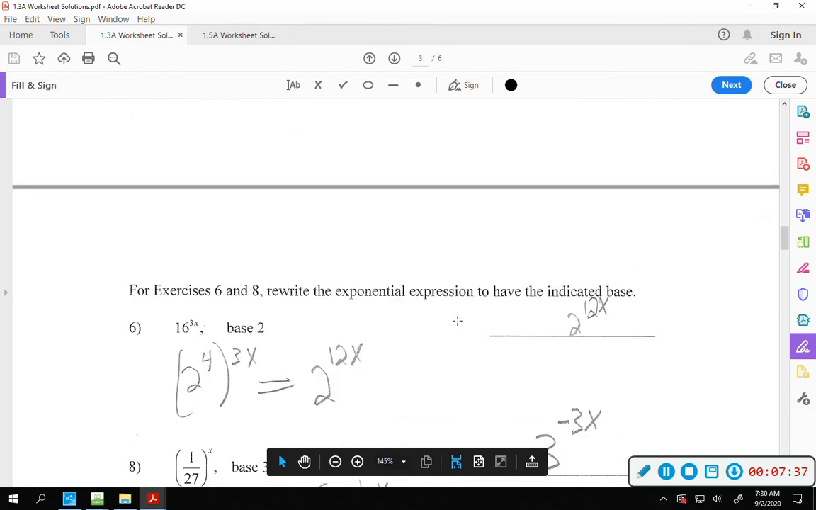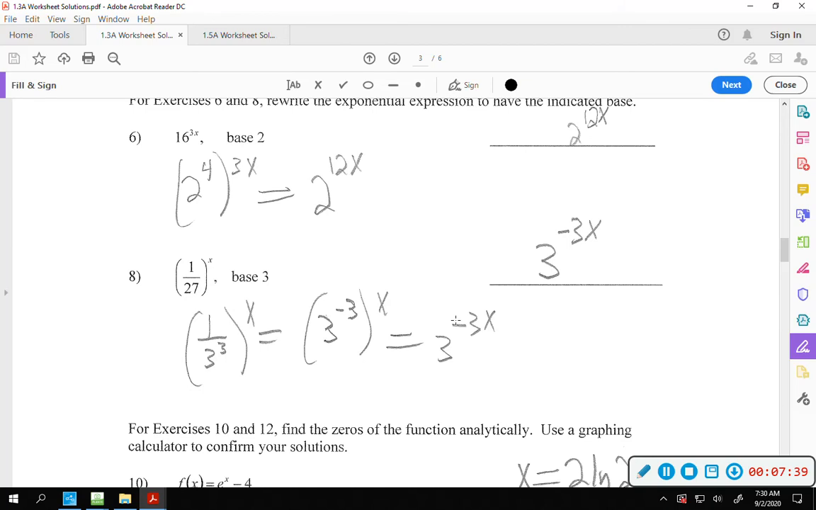Problem number 6. These are nice little quick problems, and I like them because we do try to do this to simplify. It's nice to write an exponential expression using the smallest base possible. And on these problems, they're telling you what base to use. 16 is the same thing as 2 raised to the 4th power. 2 times 2 times 2 times 2 is 16.